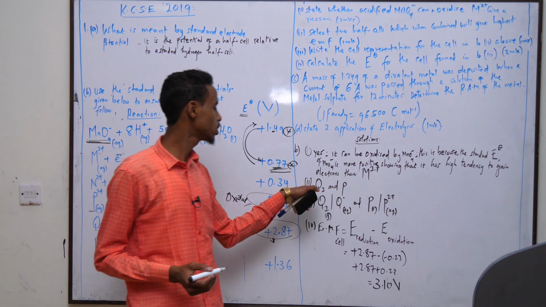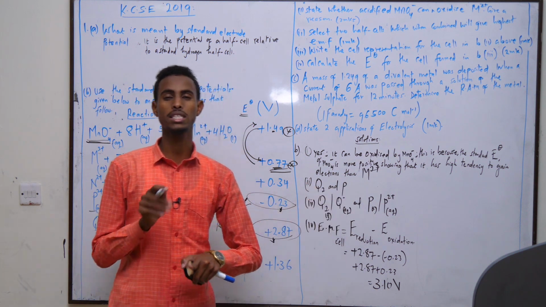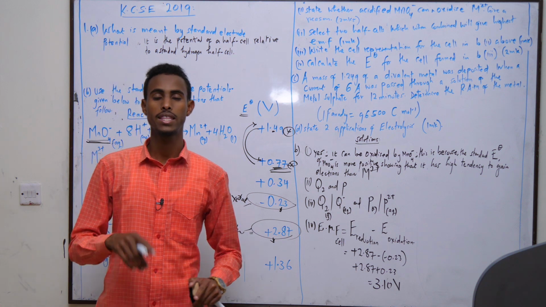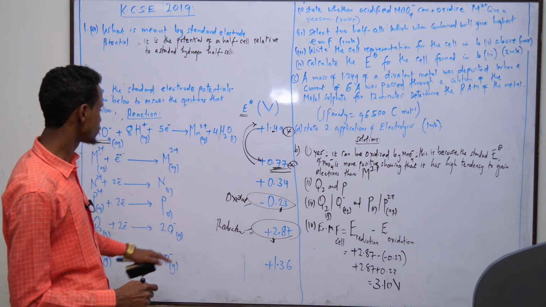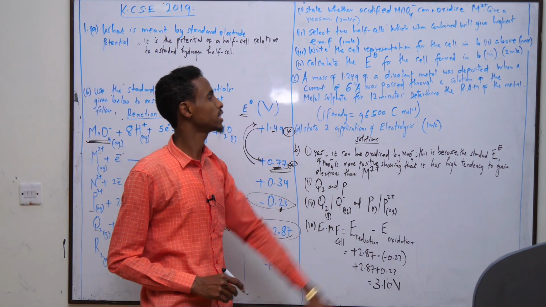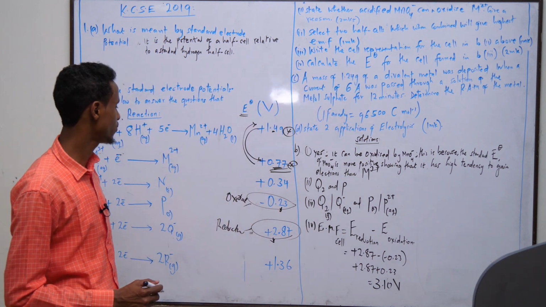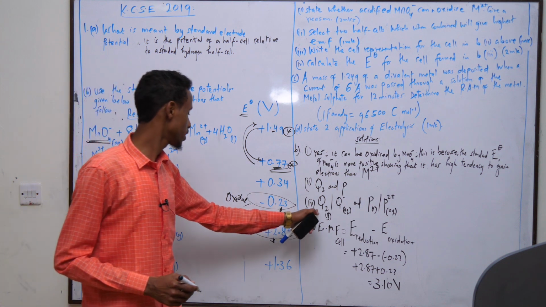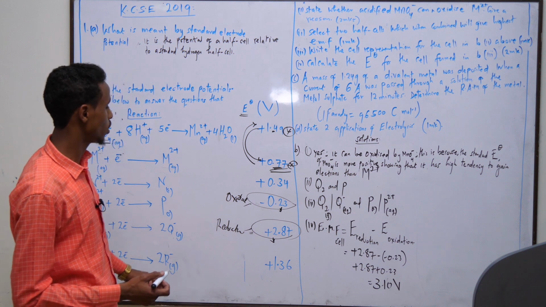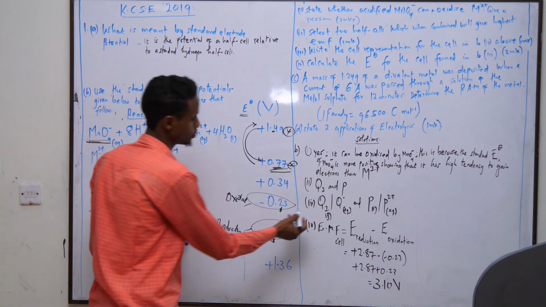Therefore, Q2 and P are the ones that, when we connect their half cells, are going to give us the highest EMF. Let's continue. Write the representation of the cell in B2 above. Reduction, oxidation. Good. You have written that one as this, very simple.